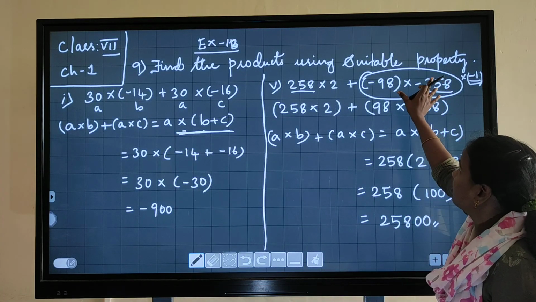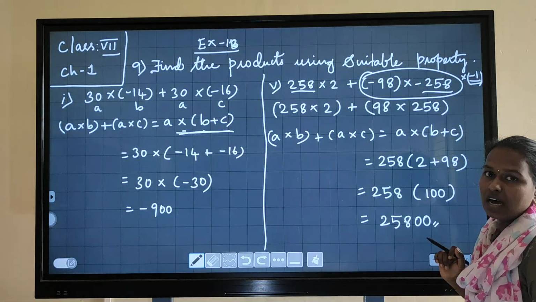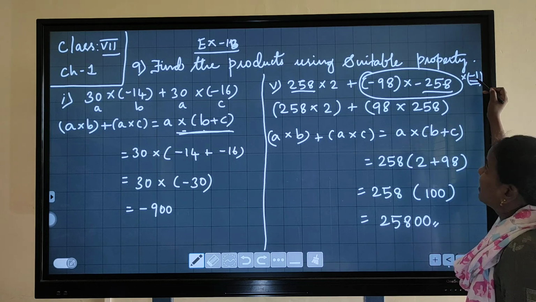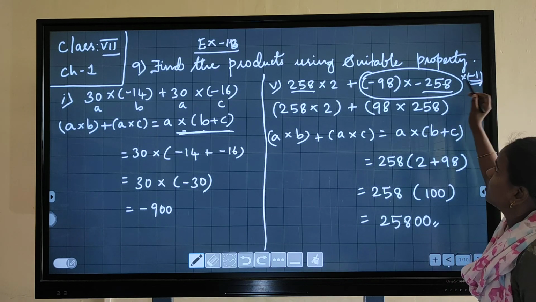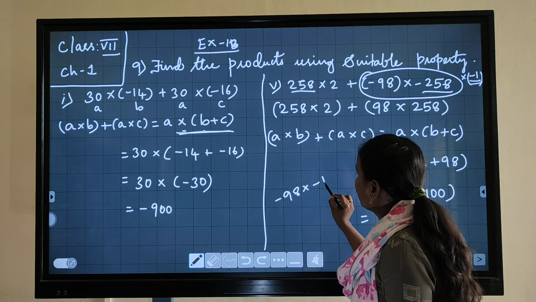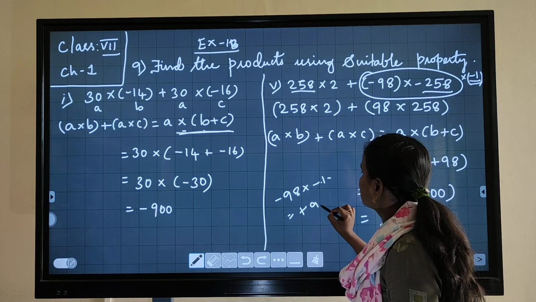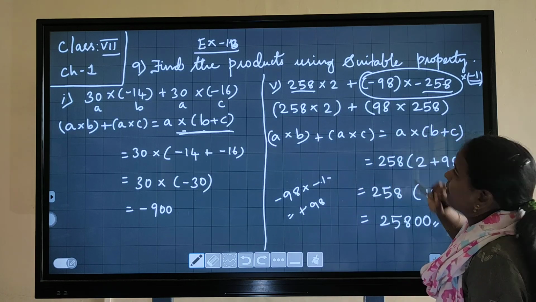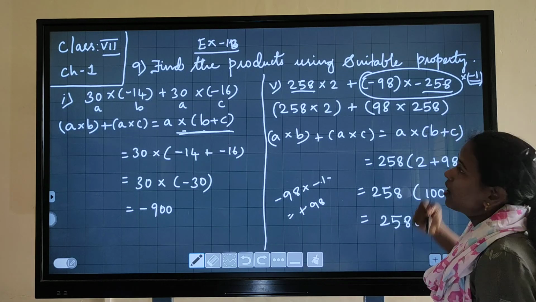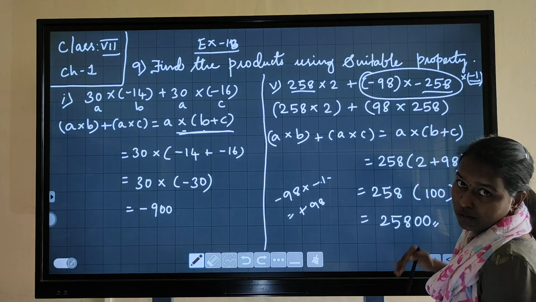First, I am going to change this one into positive. How will I change this one to positive? I am going to multiply this whole term by minus 1. If you multiply, see, minus 98 multiplied by minus 1, minus multiplied by minus becomes plus, so it will become 98. Same way here, minus 258 multiplied by minus 1, you will get plus 258. See, now this is also plus 258, here also plus 258.